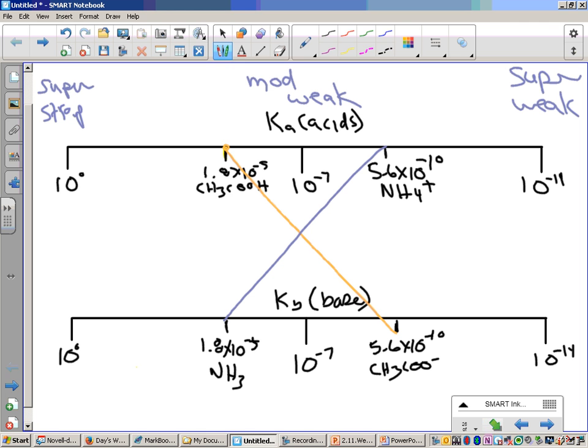Let's now take a look at something like, sorry, not acetic acid, hydrochloric acid. What's the Ka for a strong acid like hydrochloric acid? What do you got there, Jenna? 1 times 10 to the 6th. That puts me way out here, right? So I'm going to just put out here 1 times 10 to the 6th, HCl, and that is a super strong acid.